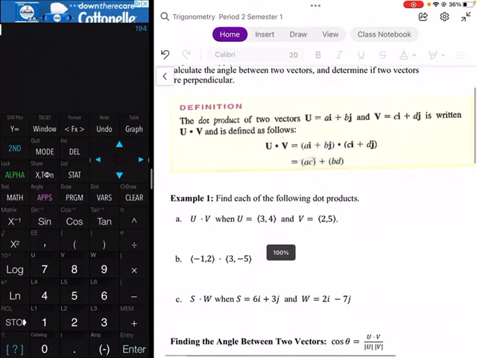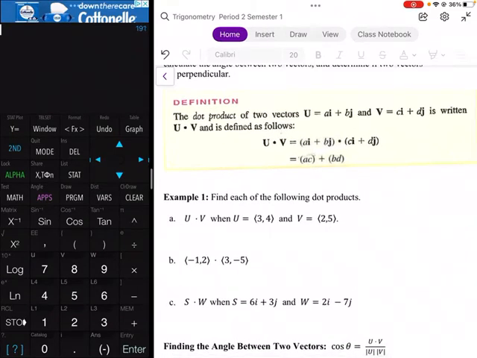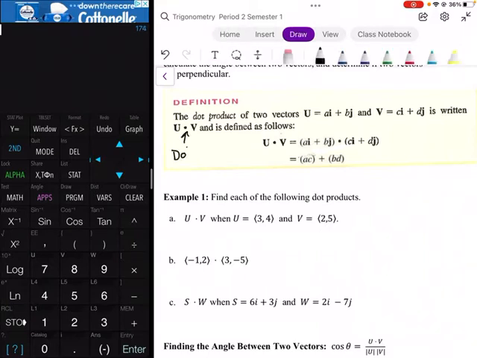So the definition of dot product is the dot product of two vectors u equals ai plus bj and v equals ci plus dj is written u dot v. And now this isn't a multiplication sign, this is a dot for dot product.